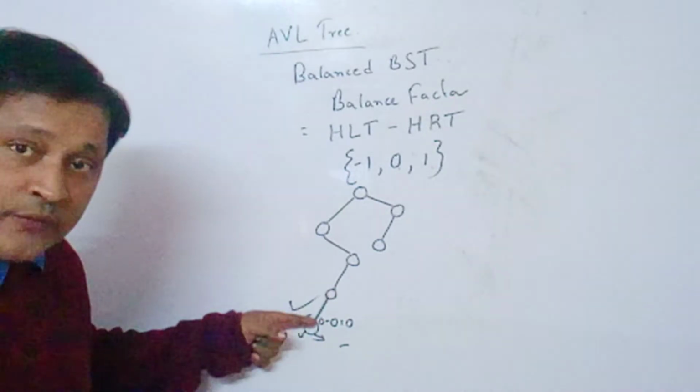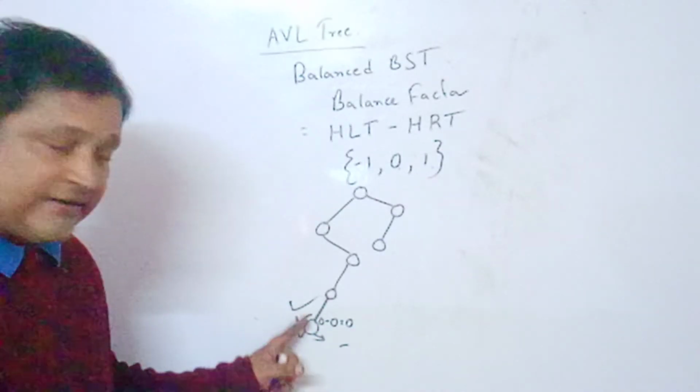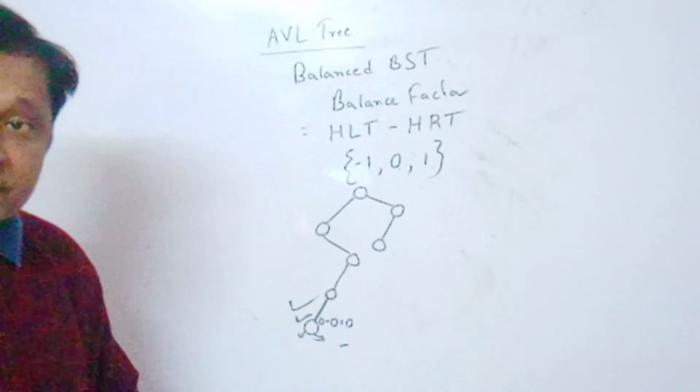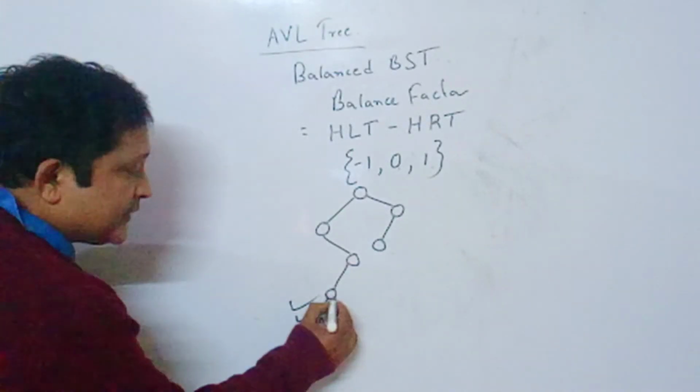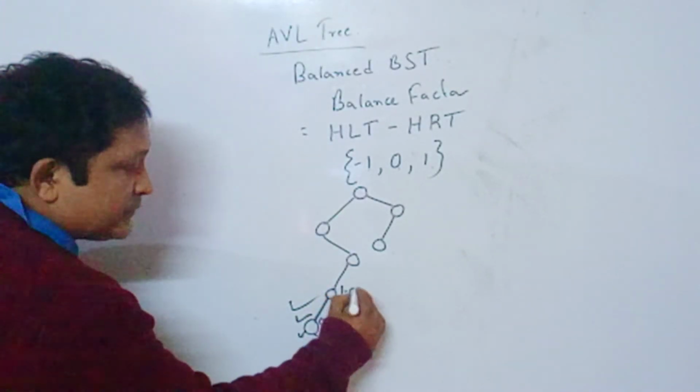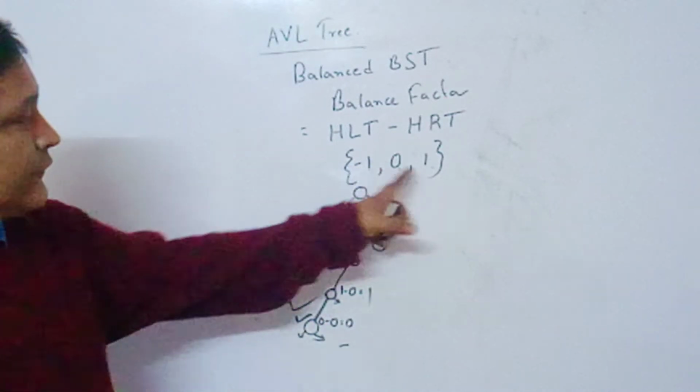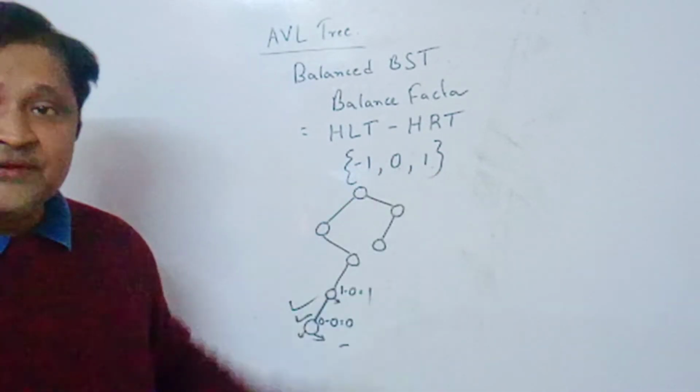It passes through only one edge to reach the last level. So the height of the left subtree is only 1. The height of the right subtree is 0. So the balance factor is 1 minus 0 equal to 1. So this also falls under the minus 1, 0, plus 1 range.